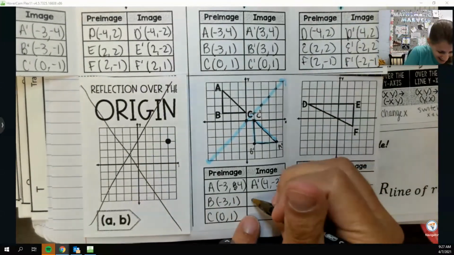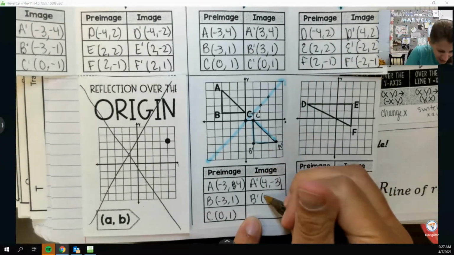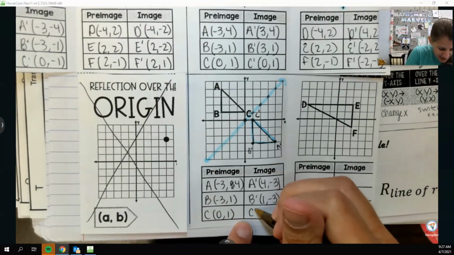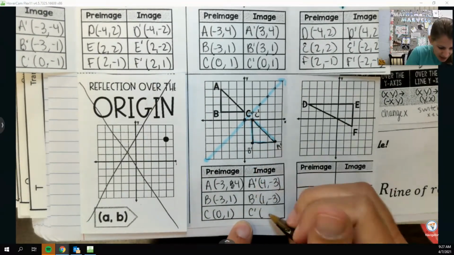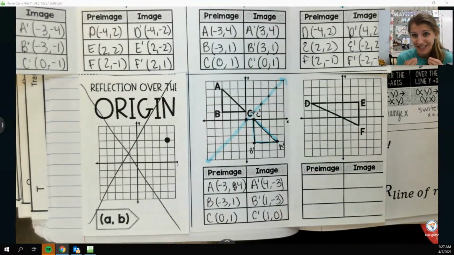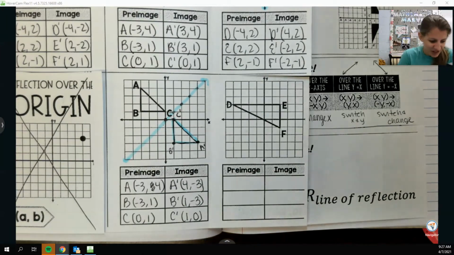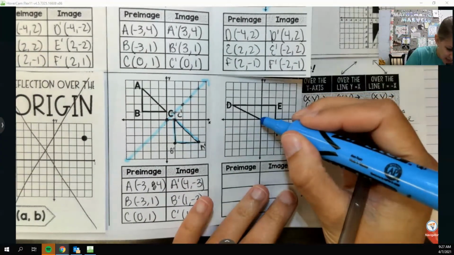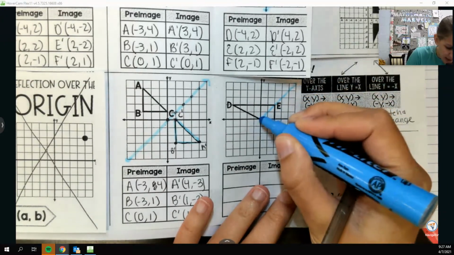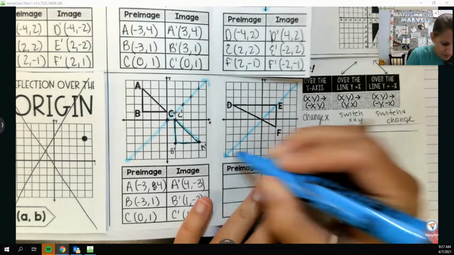And then B prime is at 1, -3. So just swapped. And then C prime is at 1, 0. Which is so much easier. So with this one, I really recommend doing it with your ordered pairs and then going to plot them rather than doing it graphically.